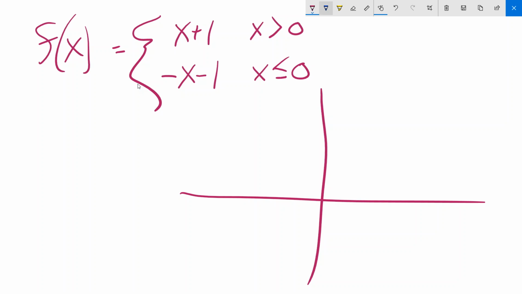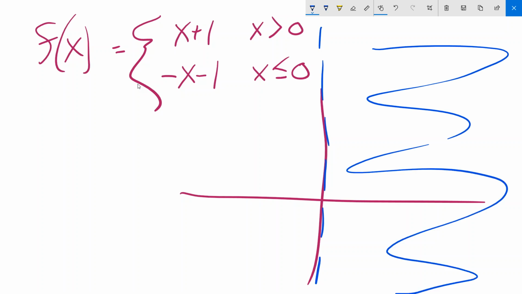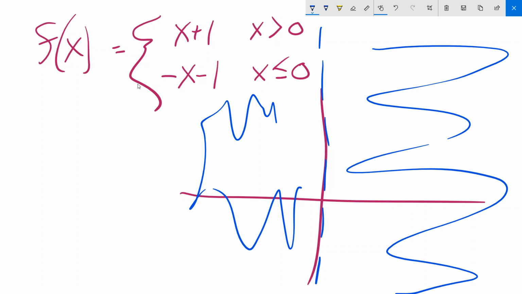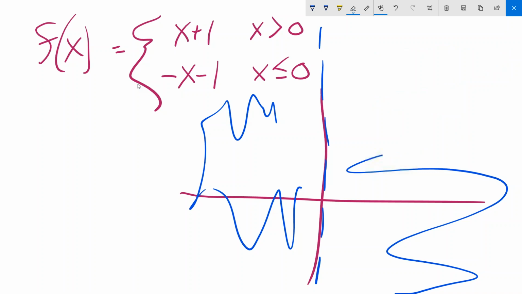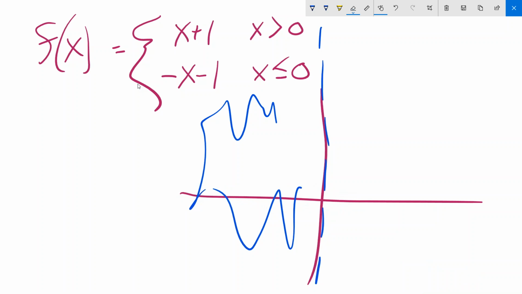Okay, there are two domains we need to care about. There's everything to the right of this, and there's everything to the left of it. Right? Okay. And that's the way to think about piecewise functions: divide it up vertically, like I've done.